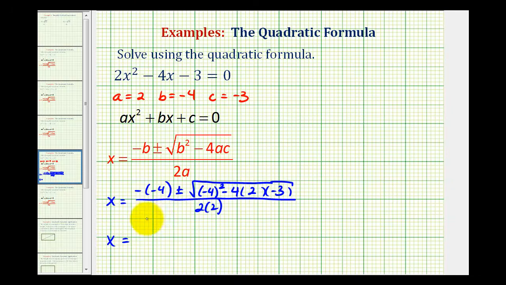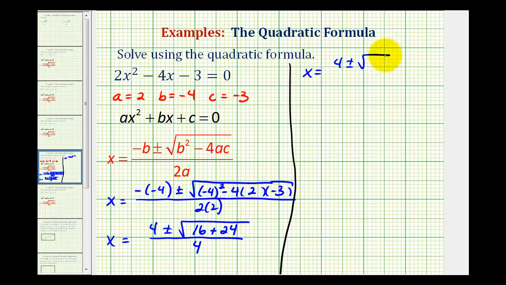So we have x equals, this will be positive 4, plus or minus the square root. Negative 4 squared is 16, and here we can think of this as negative 4 times positive 2, that's negative 8, times negative 3, that's positive 24, so we have plus 24 all over 2 times 2, which is equal to 4. So we have x equals 4 plus or minus the square root of, this is going to be 40 all over 4. The next step is to simplify the square root of 40.